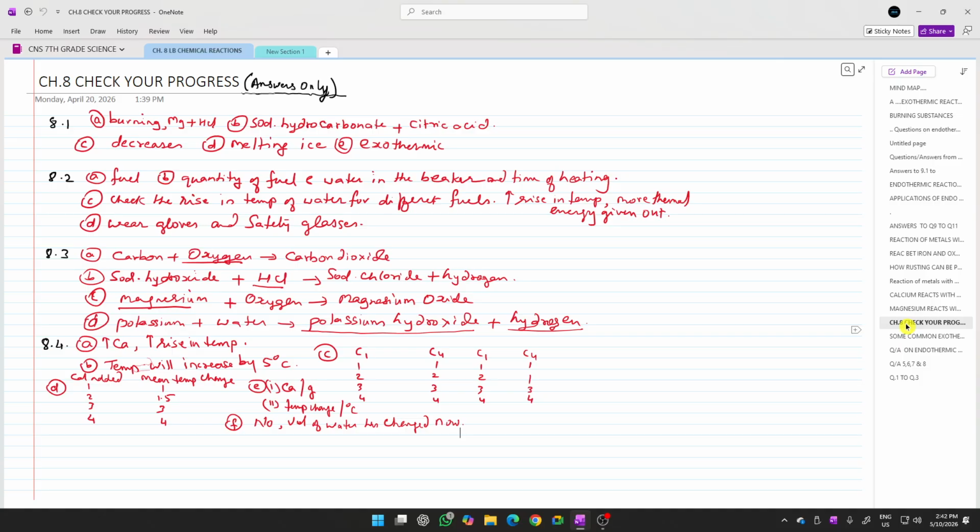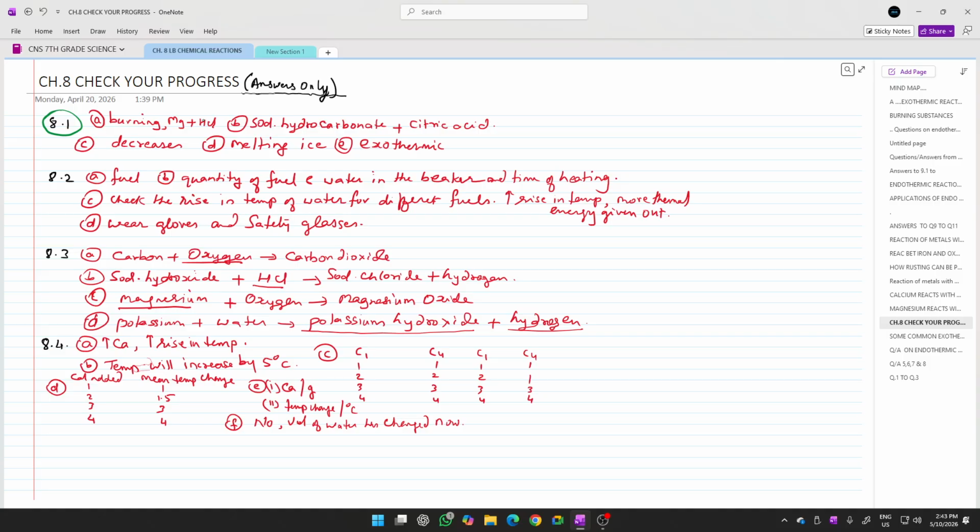Okay, so question number 8.1, I'll read it out for you, and it is already in the textbook. First we are going to discuss this. Question 8.1 says: match these words or phrases to the descriptions A, B, C, D, and E. So you have to match the phrases given with A, B, C, D, and E.